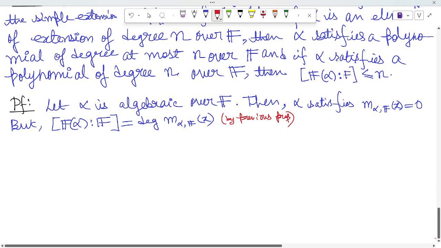But this is equal to this by the previous proposition. What is the degree? The degree is obviously finite. A polynomial never has infinite degree; a polynomial obviously terminates after some degree. If it is infinite, then it is called a power series, which is not a polynomial. Okay, finite.